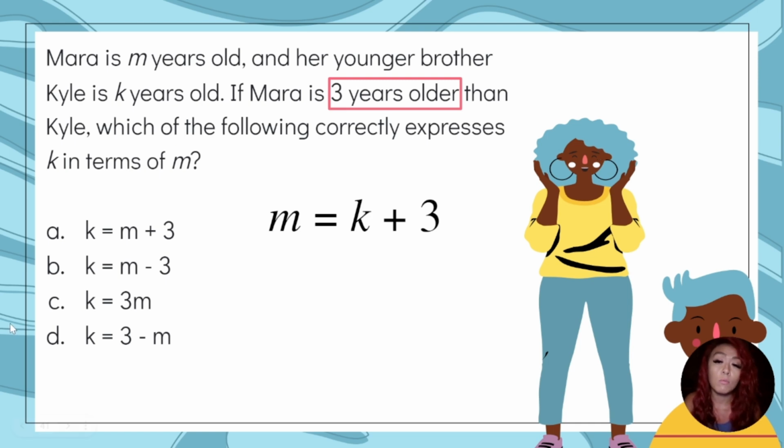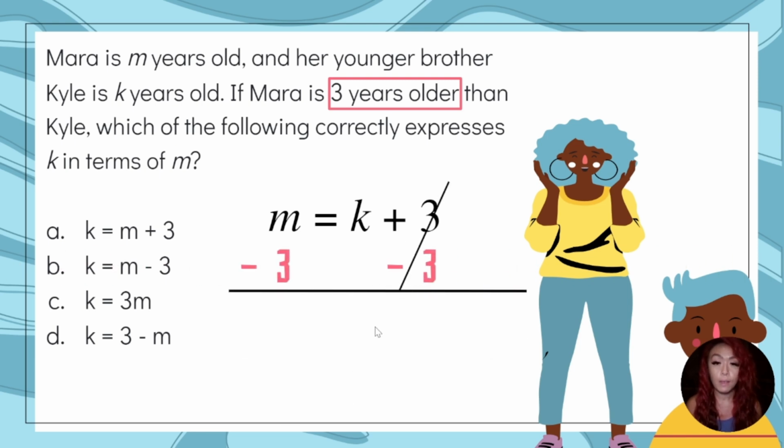But take a look at your multiple choices. They're all set equal to K, and our equation is set equal to M. So we'll need to use inverse operations and just rearrange this equation to solve it for K. So let's take this plus 3 and minus 3 on both sides. The 3's cancel out. Now M minus 3.